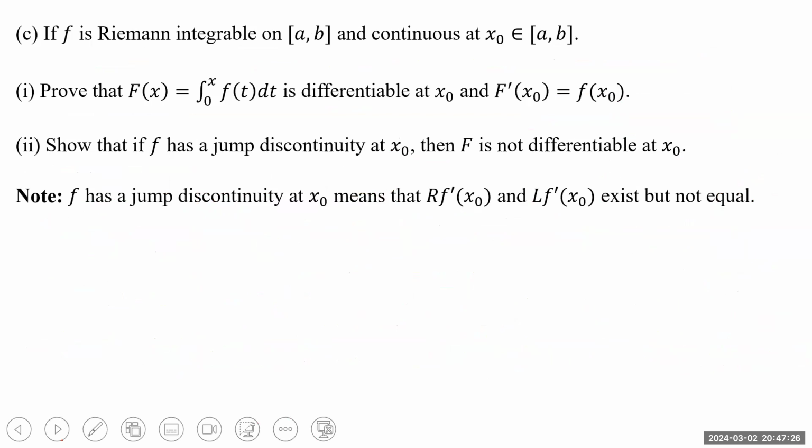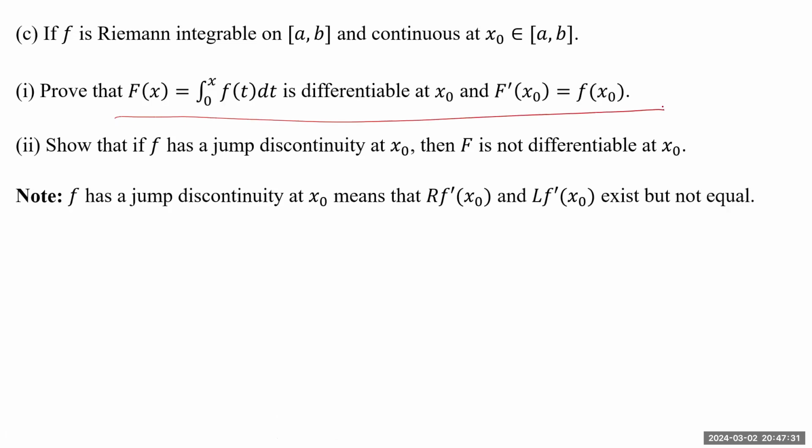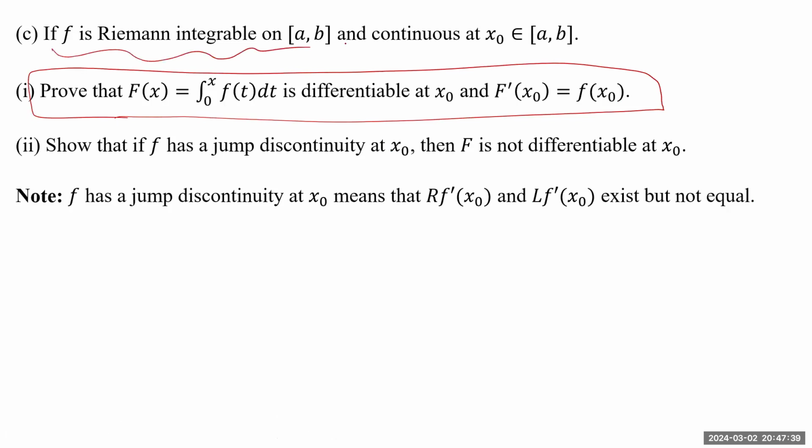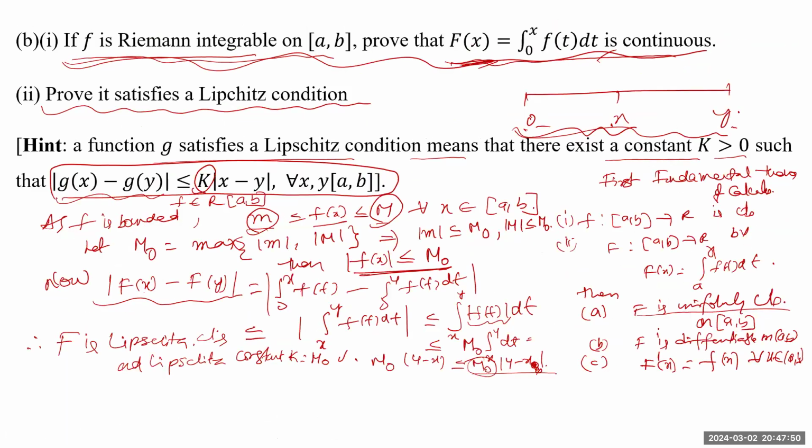The same, the C part is also the same. So again, you have to use the style of the first part of the fundamental theorem of integral calculus. But keep in mind, here f is Riemann integrable and it is continuous at x naught belonging to [a, b], right? So if these two happen, then these hold for the fundamental theorem. So the proof is already in your material. You have to check how to use that information, right?